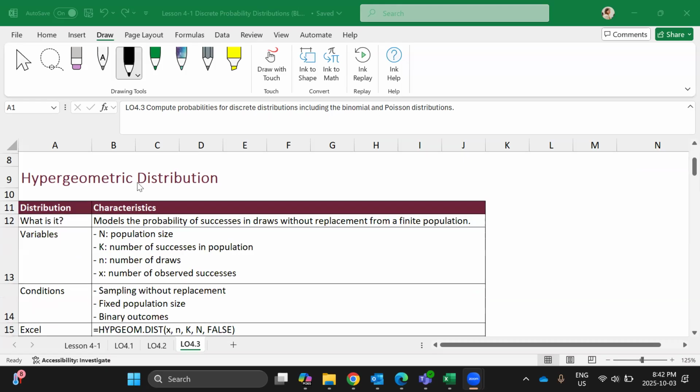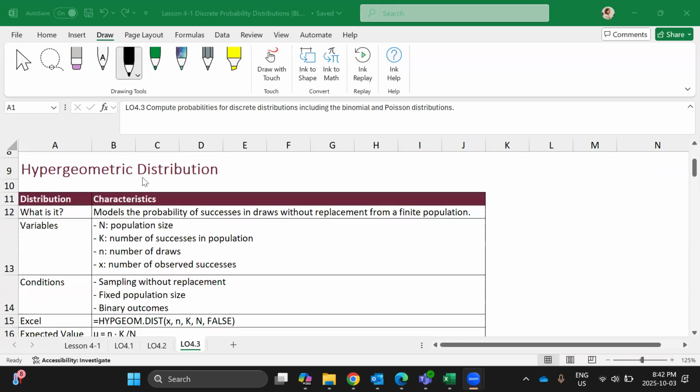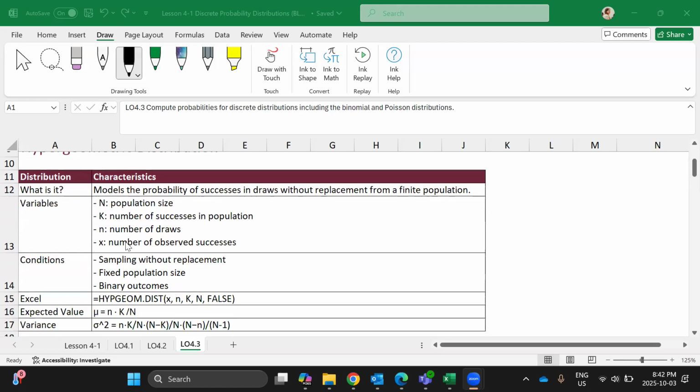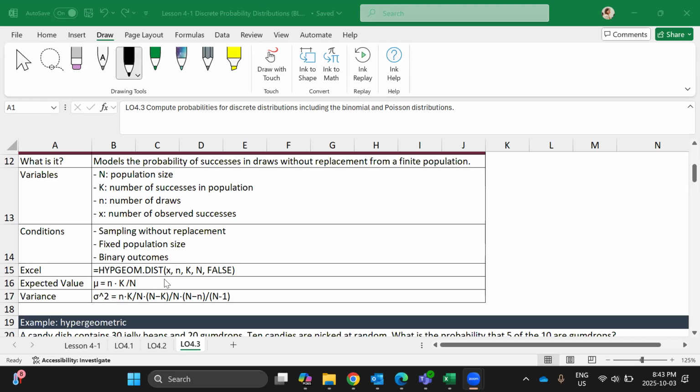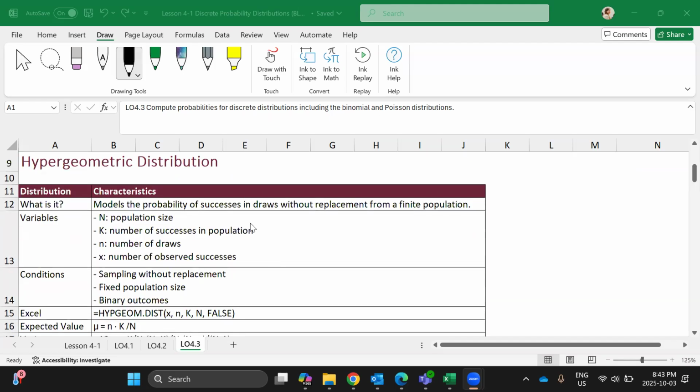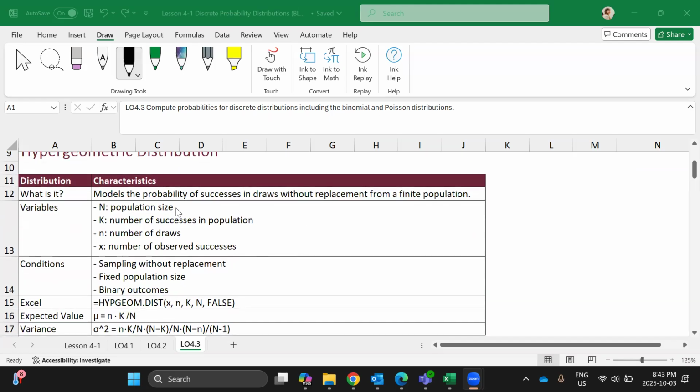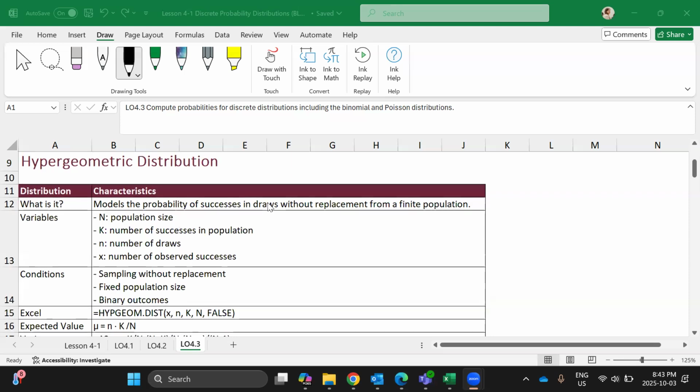The first of the distributions is called the hypergeometric distribution. For each distribution, we'll talk about what it is, what conditions and variables need to be provided for you to use the distribution, how to calculate the distribution in Excel, and specific formulas for the expected value and variance for the distribution. We'll do this for all of the four distributions we learn about. So the first is the hypergeometric distribution.